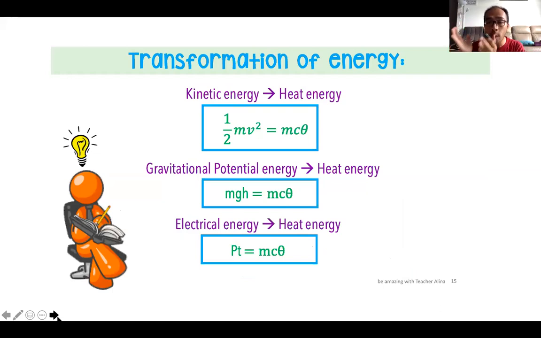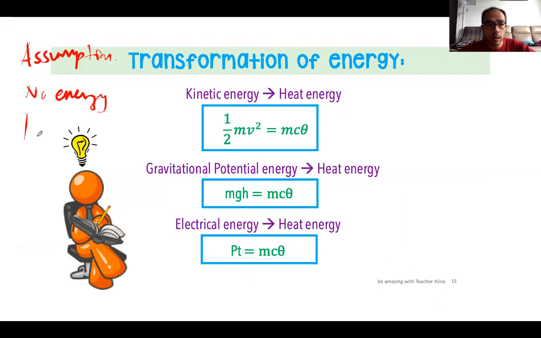Especially when you're changing from one mode of energy to another, we assume one very big assumption, which I'm going to write over here. The assumption is that there is no energy loss to the surroundings. Now, this assumption is very important because in real life, there is always going to be some energy loss. For example, a car: the main energy that is supposed to be used in a car is kinetic energy. But all of us know that whatever petrol you supply into the car doesn't all go towards kinetic energy. Some of it is lost as heat energy because of the engine.